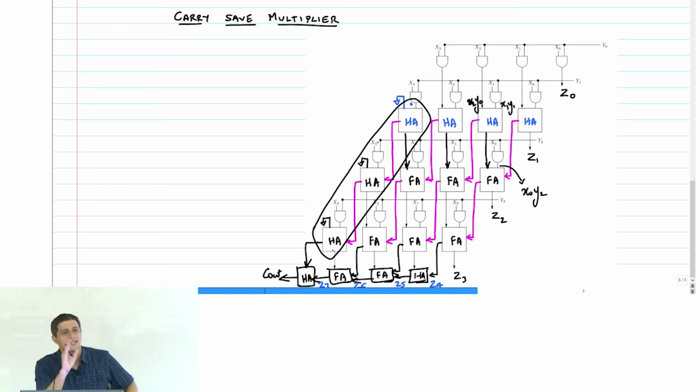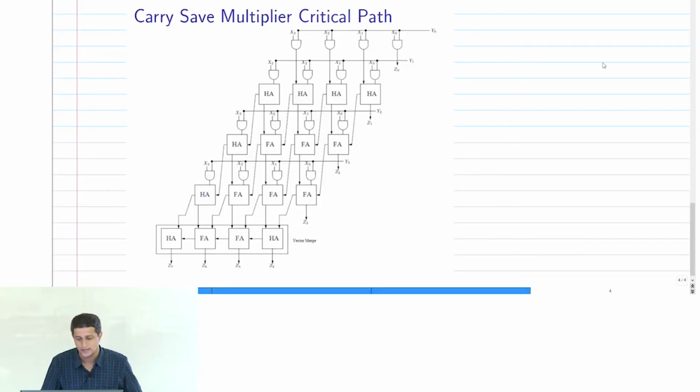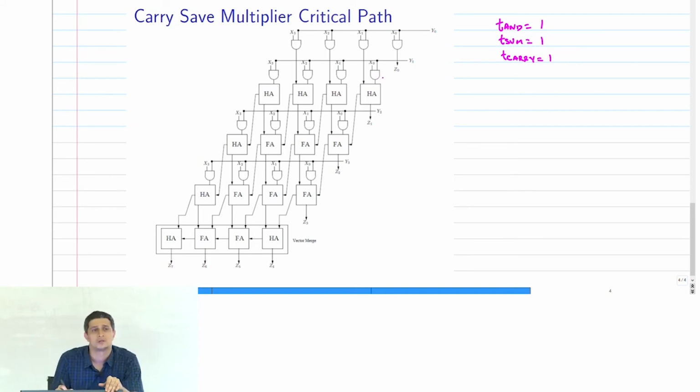Any other questions on the carry save multiplier? Just the construction, right? Now we will go ahead and do this critical path analysis. So now let's do the same exercise. T and equals 1, T sum equals 1, T carry equals 1. Just for an example here. So let's now put the arrival times. Output of all AND gates is 1 arrival time. So this will be 1, 1, 1, 1, 1, 1, right? This will also be 1.